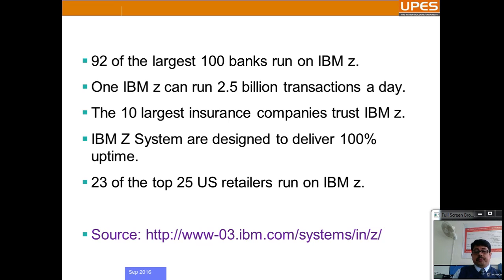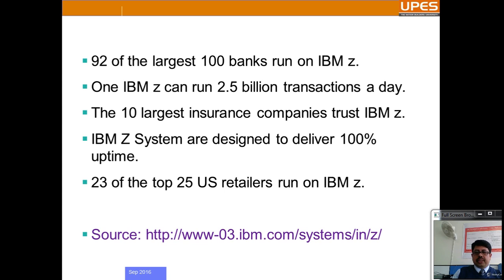So that type of company believes in mainframe machines, because mainframe machines provide that type of security and availability to end users, and people believe in that. It's been that way since the 1950s, and people have been believing in mainframe machines in that way. And 23 of the top 25 US retailers run on IBM Z machines.